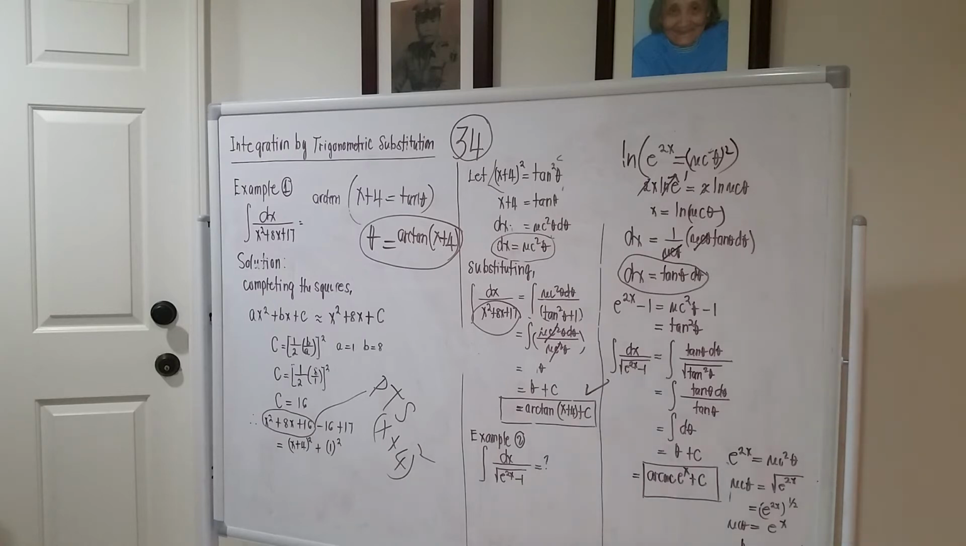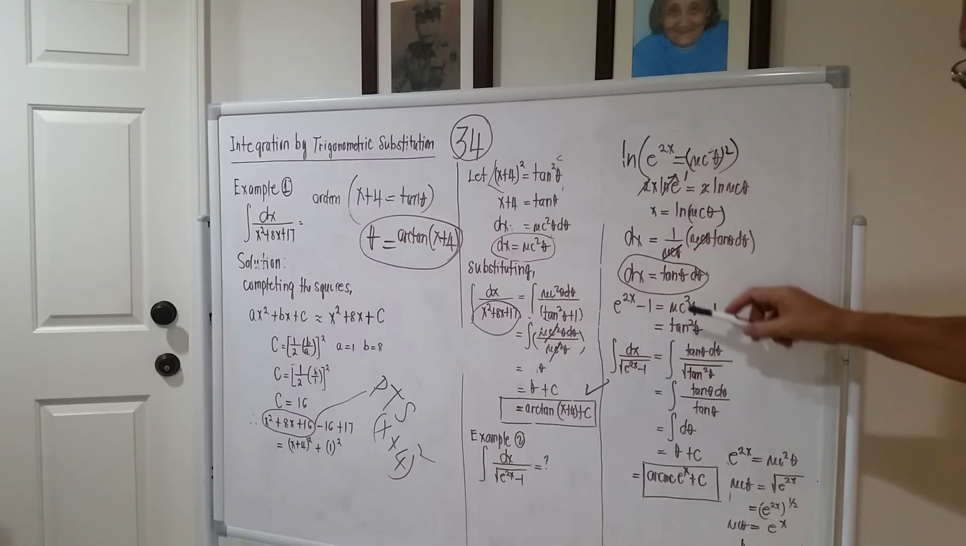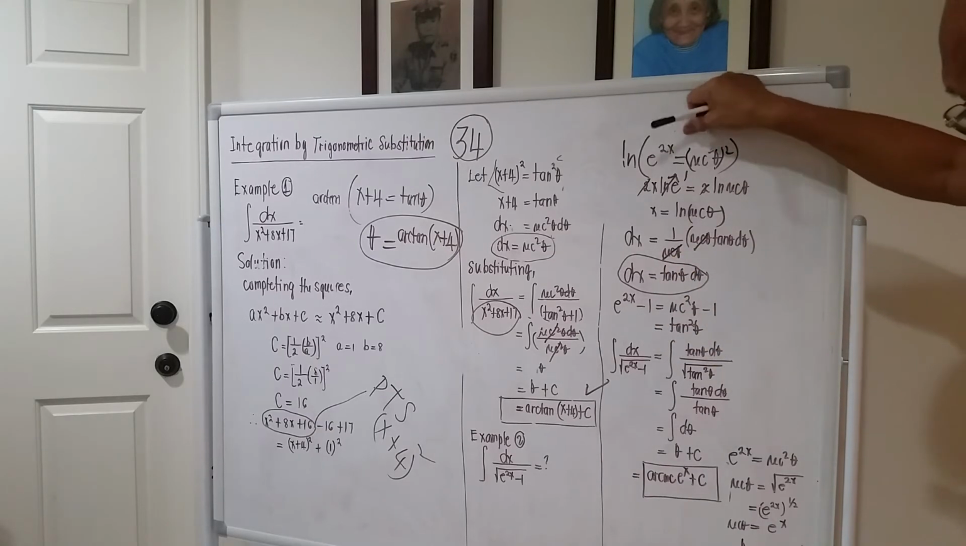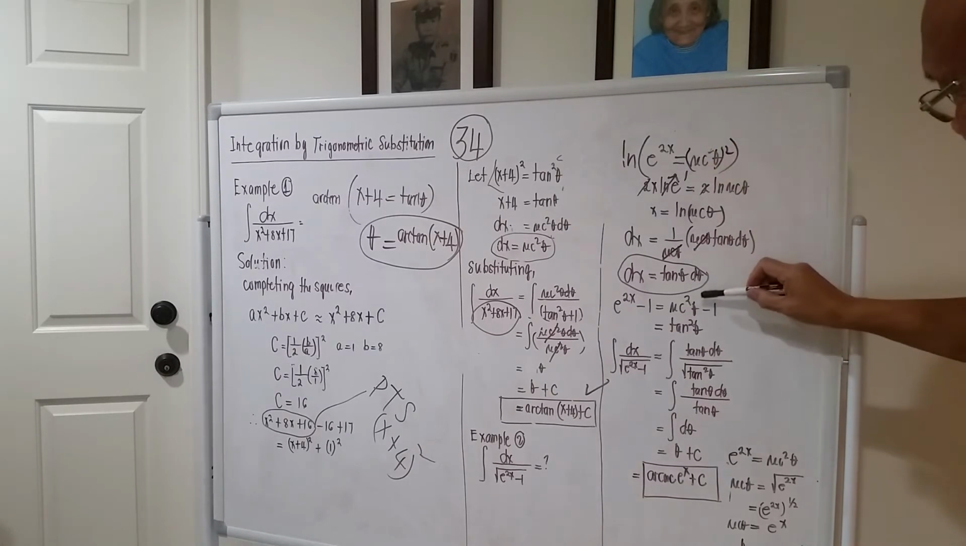Let's do this one first. Let's compute the value of e to the 2x minus 1. e to the 2x minus 1 equals, what is e to the 2x? It is secant square of theta, right? So this should be secant square of theta minus 1.